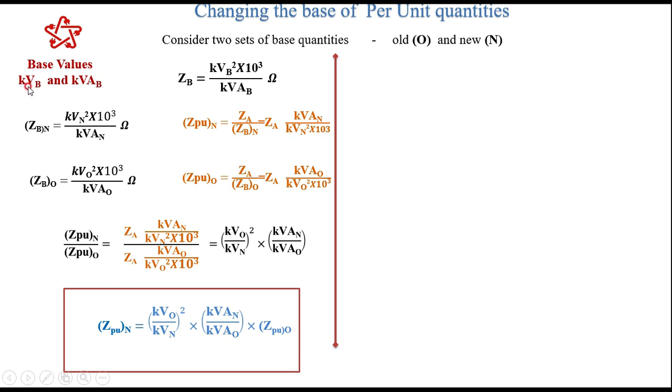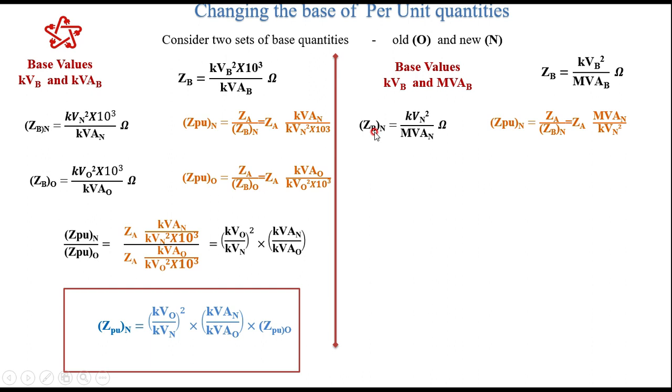If you are taking the base quantities as kVB and MVAB, here I am taking kVB, kVAB. Now suppose I am taking kVB and MVAB. In that case, once again the procedure is same. Only the equation for ZB will change. ZB is kVB square divided by MVAB. Previously it is 10 raised to 3 because both are in kilo. Now one is MVA, another is in kilo. That is why this is the equation we have derived. Same procedure you have to follow. That is, Z base new is equal to this value and Z per unit new is the same value. Same substitution you have to make from this equation.